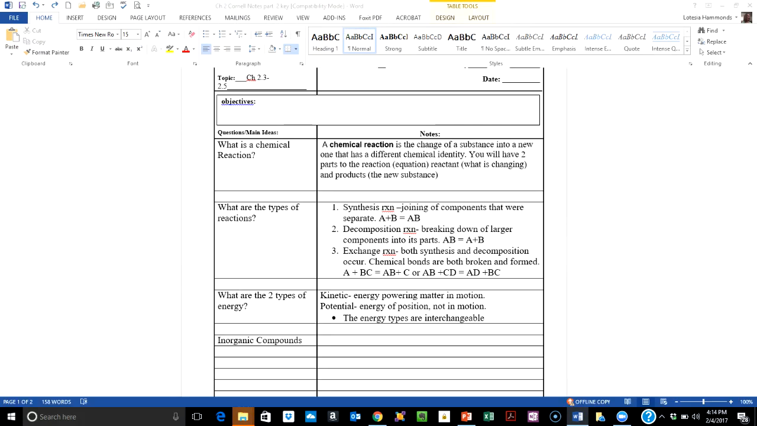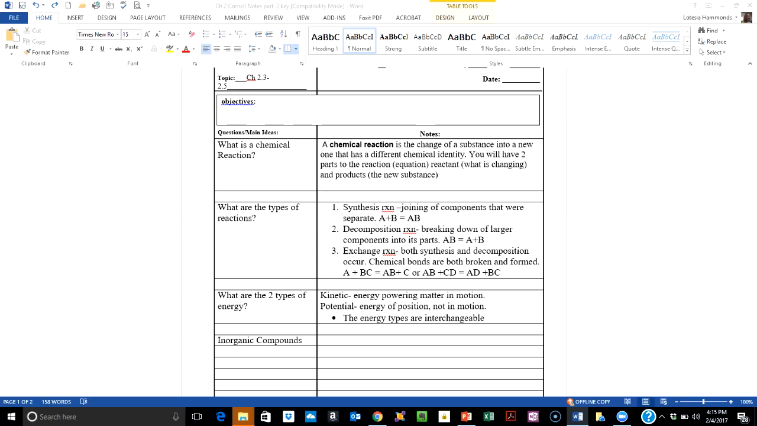In a chemical reaction, you're going to have a substance either being created, broken down, or rearranged. You're going to have two primary parts of a reaction: the reactants and the products. The reactants are what is being changed, and the product is the new substance that you receive from that reaction.